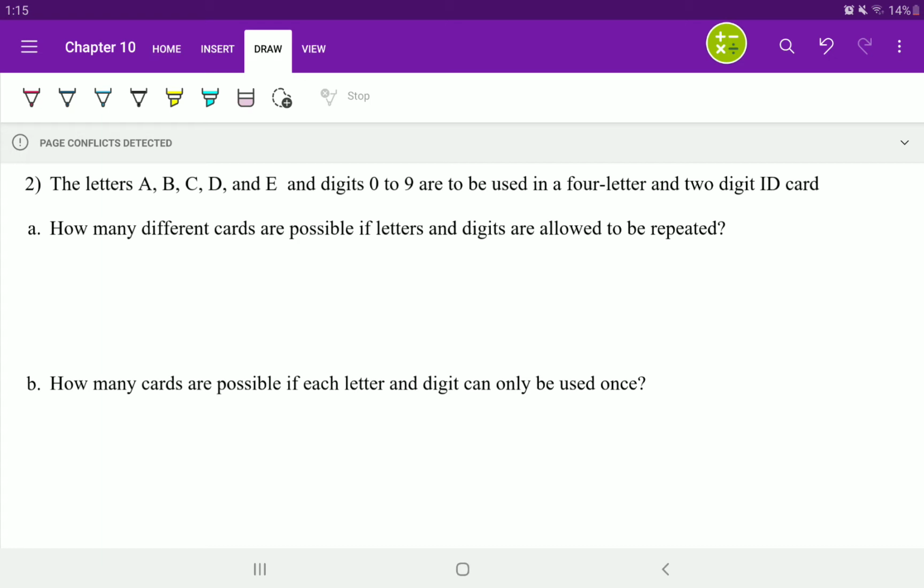Okay, let's do A first. So it has 4 letters and 2 digits for the ID card. So 4 letters, 1, 2, 3, 4: letter 1, letter 2, letter 3, letter 4. And then for the digits, we have 2 digits: digit 1, digit 2.